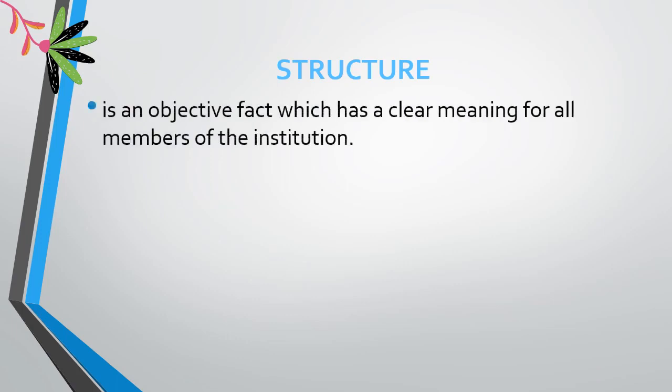Collegial models share with formal approaches the view that organizational structure is an objective fact which has a clear meaning for all members of the institution. The major difference concerns the relationships between different elements of the structure. In education, collegial approaches are often manifested through systems of committees, which may be elaborate in the larger and more complex institutions.